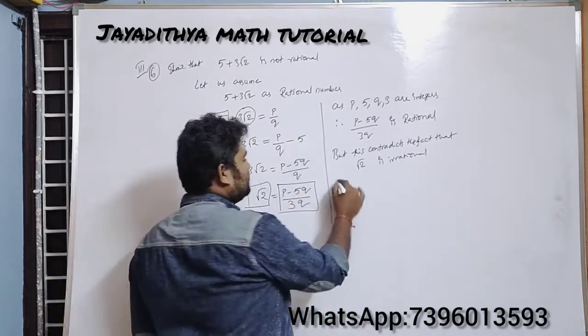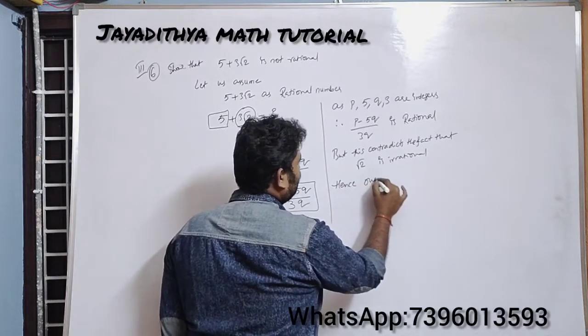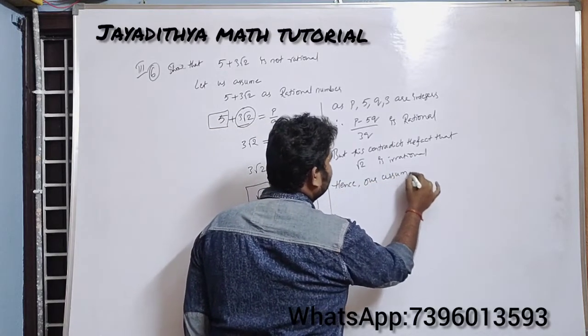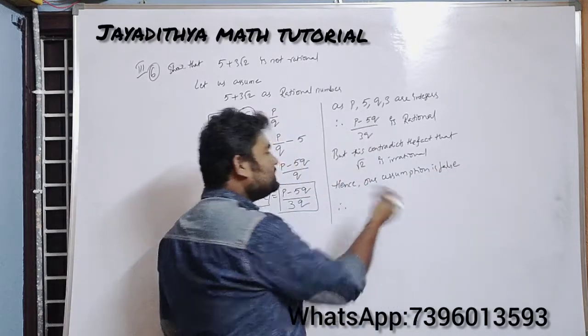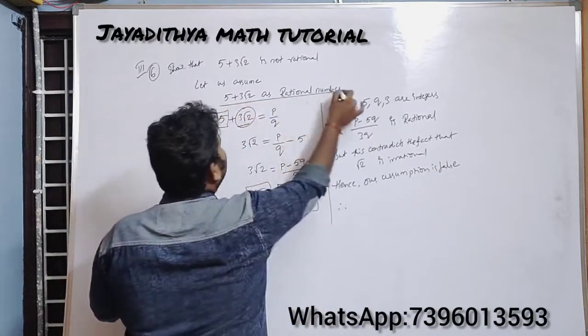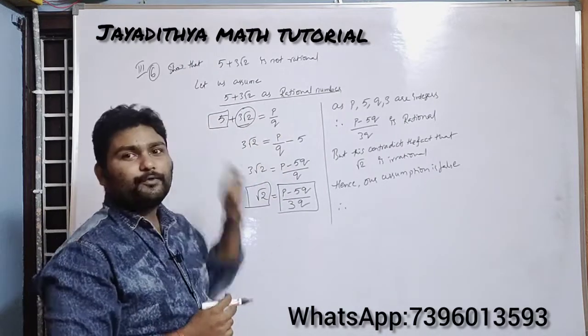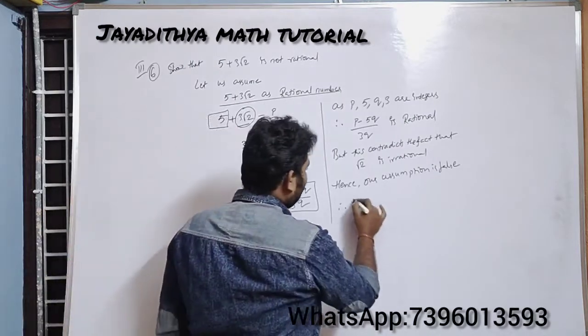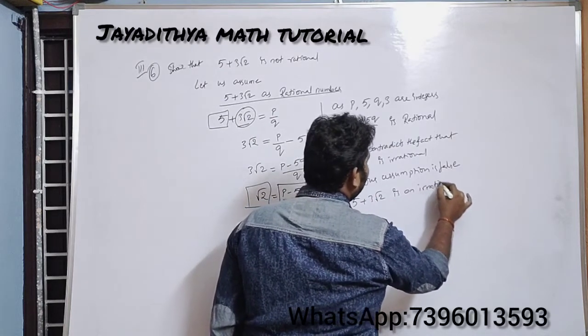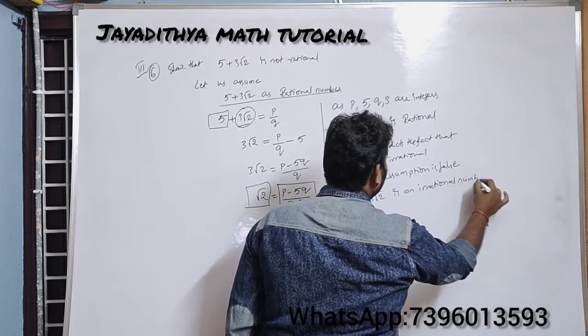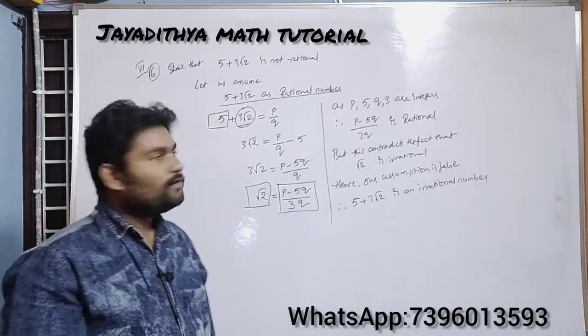Hence, our assumption is false. What is our assumption? Our assumption is 5 plus 3 root 2 as a rational number. That is false here. Therefore, 5 plus 3 root 2 is an irrational number. That's all. This is the problem given for 4 marks.